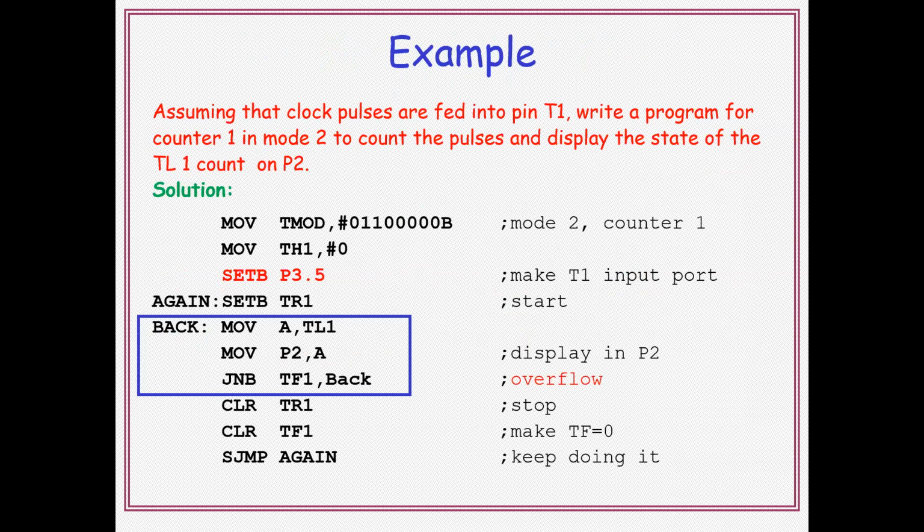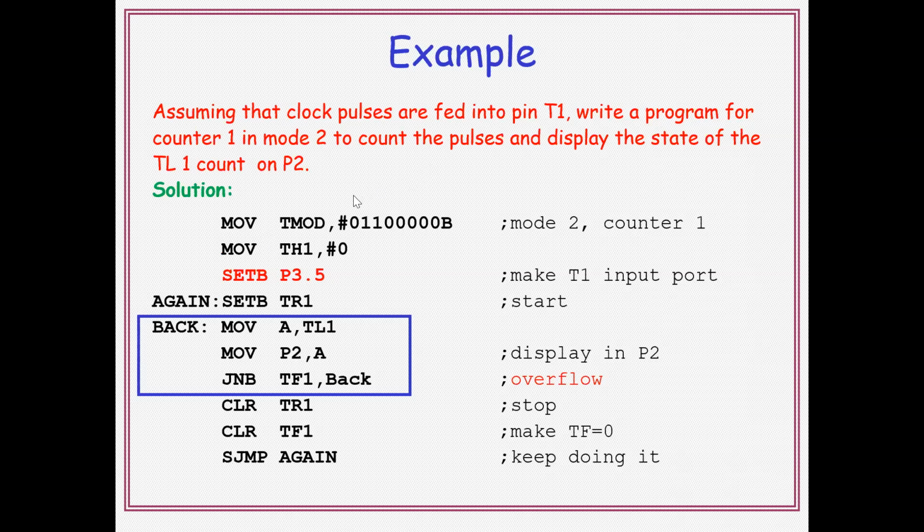Example, assume that clock pulses are fed into pin T1. Write a program for counter 1 in mode 2 to count the pulses and display the state of the TL1 count on port 2.